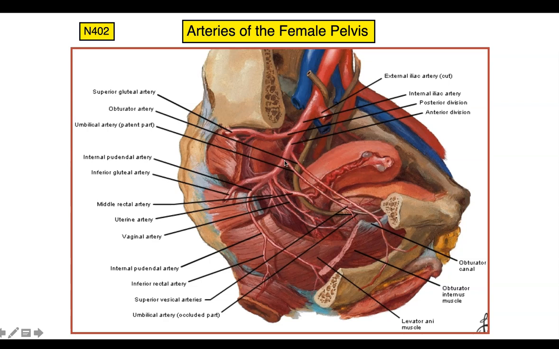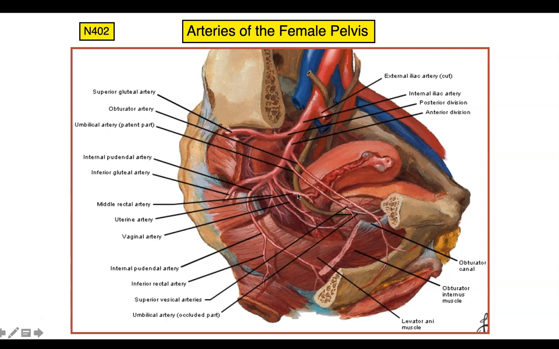The female pelvic cavity is a little bit different. It has different branches of the internal iliac artery. The internal iliac artery in the female pelvic cavity has the umbilical artery, which gives rise to the superior vesical branches. It has the obturator artery. But in case of female, there is a uterine artery, which is a branch of the internal iliac artery.